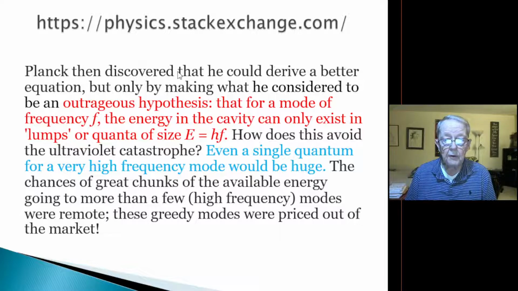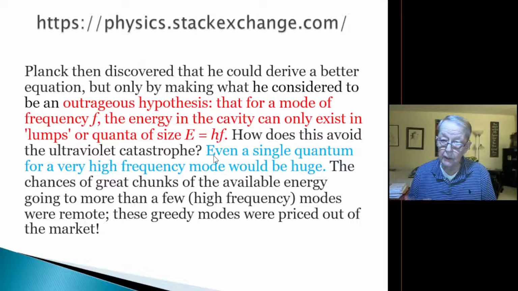But then he thinks it through, and this isn't really too far off anyway. Planck then discovered that he could derive a better equation, but only by making what he considered to be an outrageous hypothesis. For a given frequency, the energy in the cavity can only exist in lumps or quanta of size E equals HF. This is what he's calling one quanta. HF is one quanta.